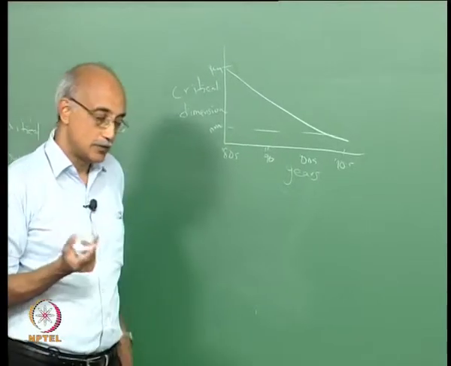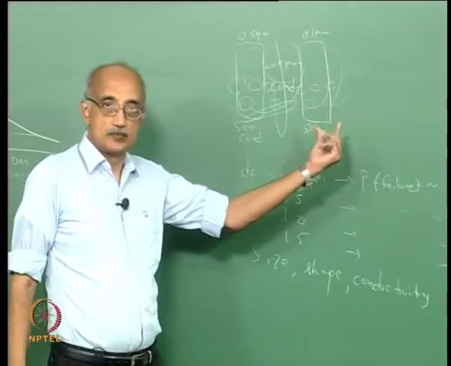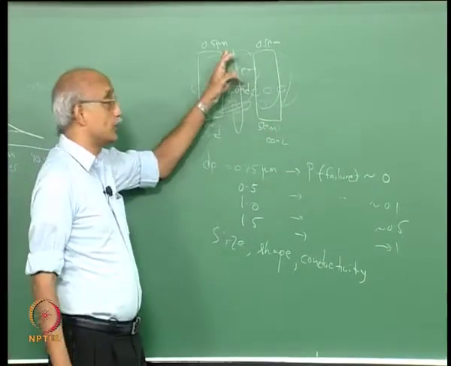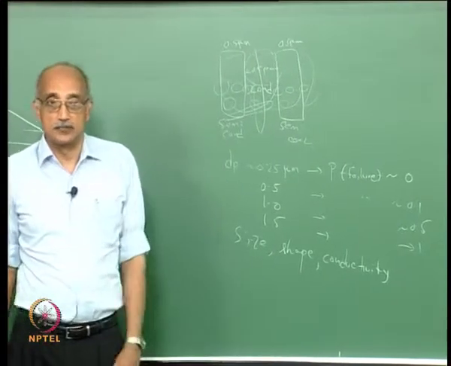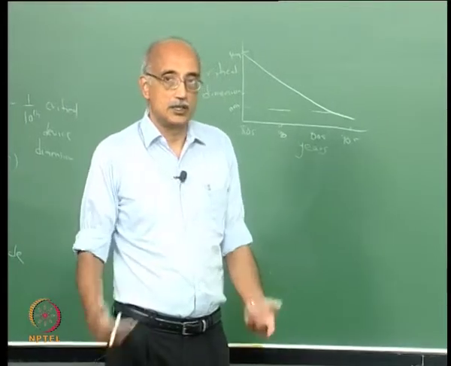For example, if you look at the spacing between two semiconducting elements, here I've sketched a case where it's 0.5 microns. Today, this is more likely to be 0.5 nanometers. Everything is shrinking. You're trying to do more and more with less and less material, right?